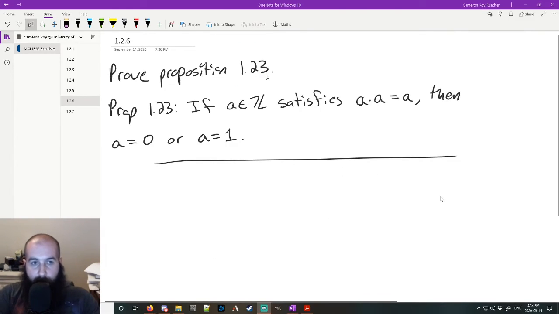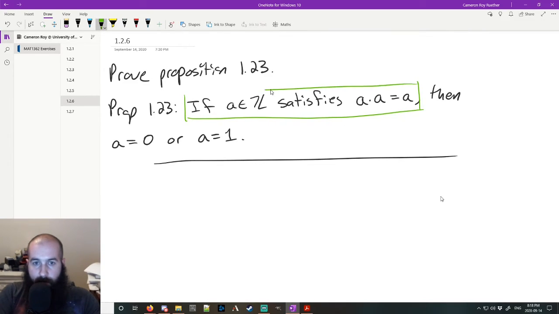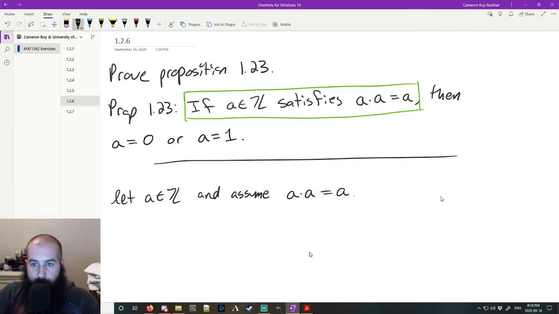Exercise 6 is to prove proposition 1.23, which says that if we have an integer a and it satisfies the equation that a times a is equal to a, then a is equal to 0 or a is equal to 1. This part before the comma is what we get to assume. So let's start our proof that way. So let's let a be an integer and assume that a times a is equal to itself.